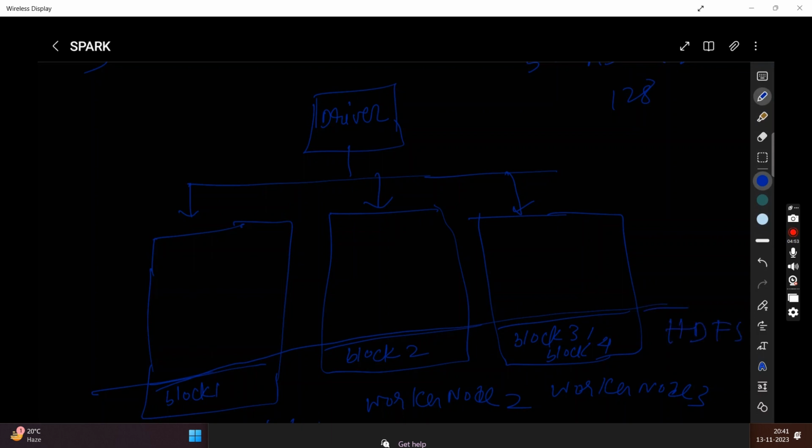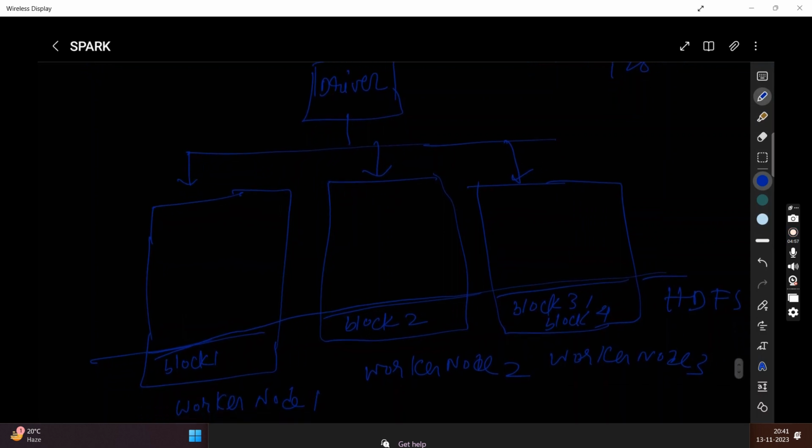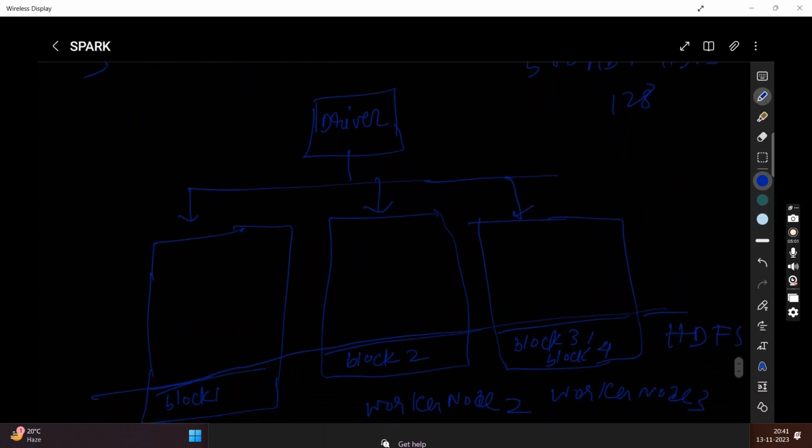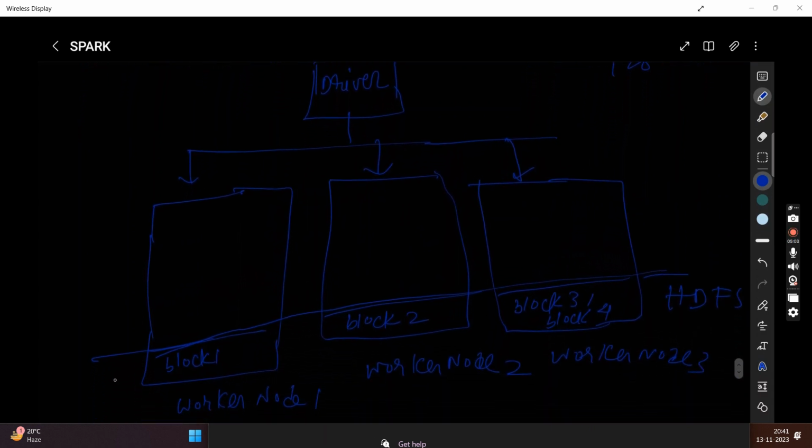When you are storing some data in HDFS, it will divide that 500 MB data like this. It will split the data into block 1, block 2, block 3, block 4, and this is HDFS.